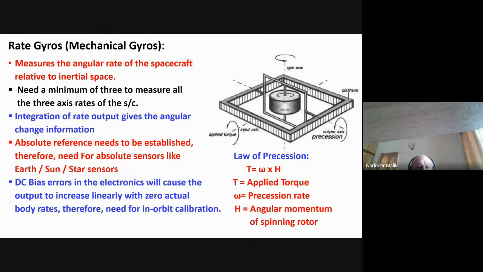So if there is an electrical bias, which is, if the body rate is actually zero, but it is showing some value due to electrical bias, you will integrate, and the spacecraft will show an increasing attitude information. So what you have to do is calibrate this in orbit. We'll discuss that later.